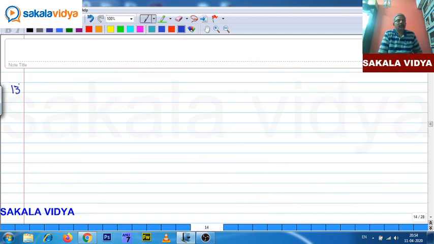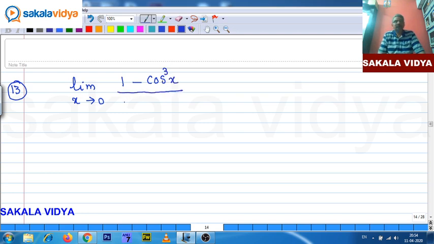So now 13th one. Limit x tends to 0, (1 minus cos cube x) upon x sin 2x equals to.